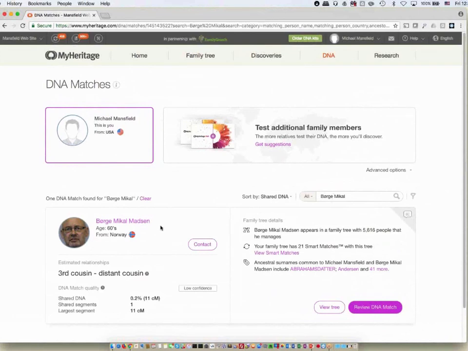I get some information about this individual. He's 60 years old or older, and probably under 70. It gives me some great information here that he has a very large tree on MyHeritage, much larger than mine even. So this is potentially a tree that I could find a lot of new relatives in if I can understand how I'm related to this individual.